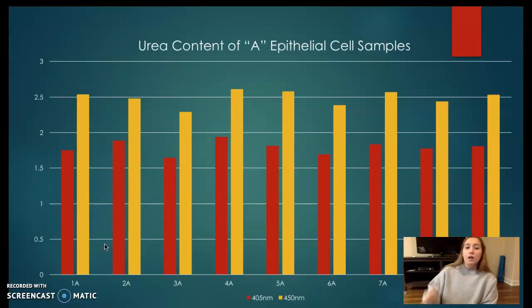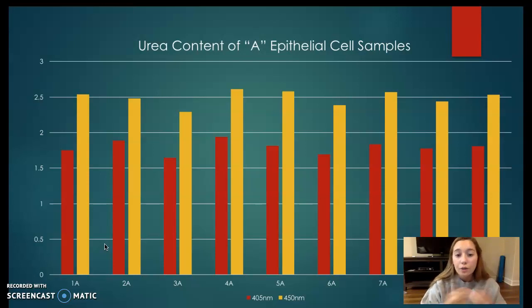So after all this had been done and the cells had been cultured, we ran the urea assay on them. These are the results from the A samples, which is the very first wash that each of the participants did, so we have 1A through 9A. The red and yellow colors represent the different optical density readings we did. It's initially supposed to be done at 430, but our spec only runs at either 405 or 450, so these represent the 2 varying levels that they were read at using the spec.